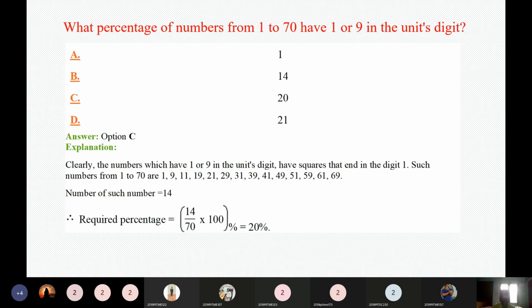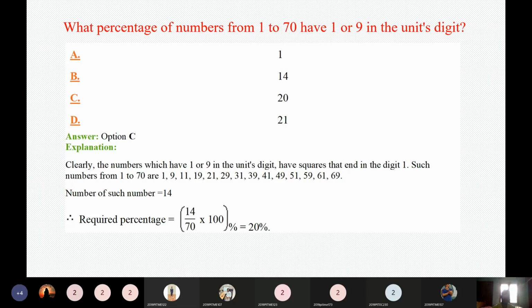What percentage of numbers from 1 to 70 have 1 or 9 in the units digit? So you take the numbers 1 to 70 and get the numbers which end with 1 and 9. So: 1, 9, 11, 19, 21, 29, 31, 39, 41, 49, 51, 59, and 61, 69. If you count these numbers, there are 14 numbers between 1 and 70.